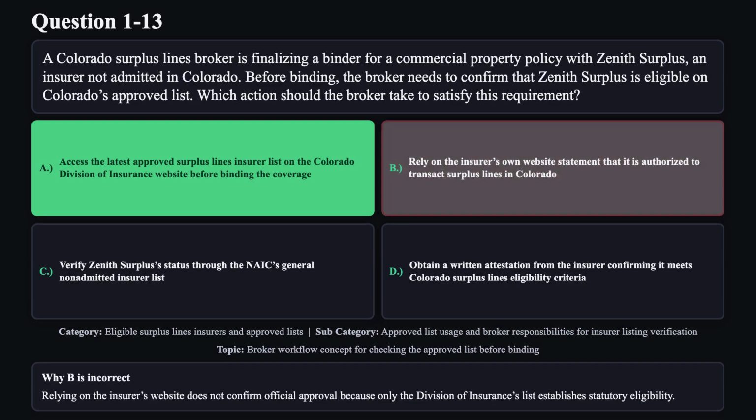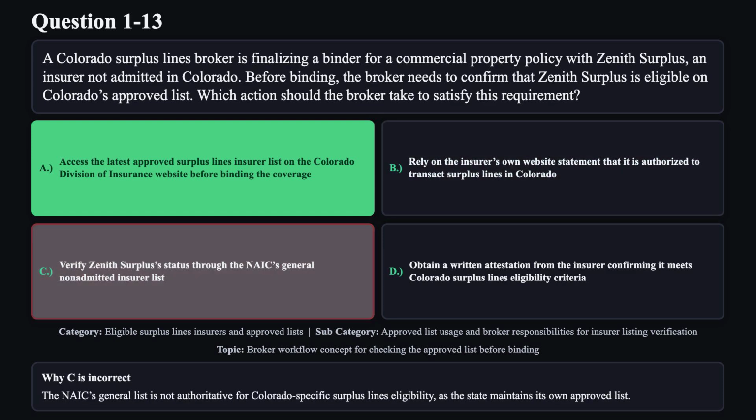Reason B is not correct. Relying on the insurer's website does not confirm official approval because only the Division of Insurance's list establishes statutory eligibility. Reason C is not correct. The NAIC's general list is not authoritative for Colorado-specific surplus lines eligibility, as the state maintains its own approved list.